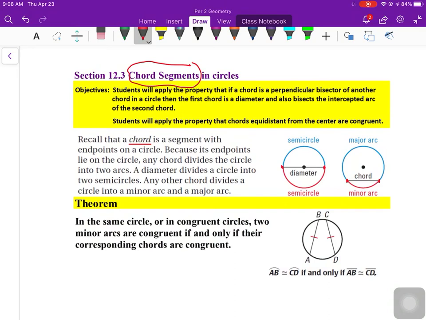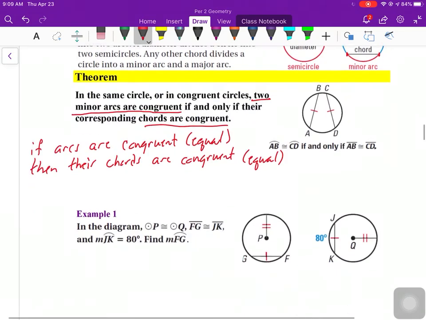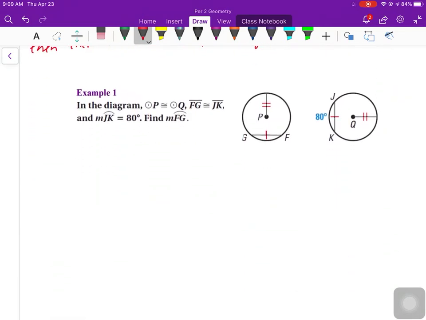The first new thing is if we have two minor arcs that are congruent, then their chords are congruent. So if arcs are congruent, which means equal, then their chords are equal as well. And that in itself will allow us to solve for some lengths. Here's an example of such things.